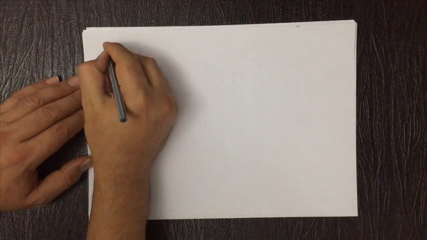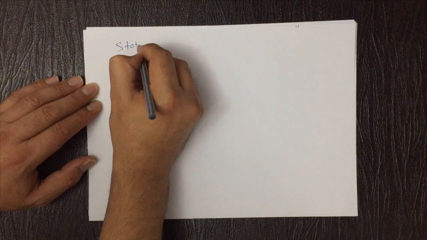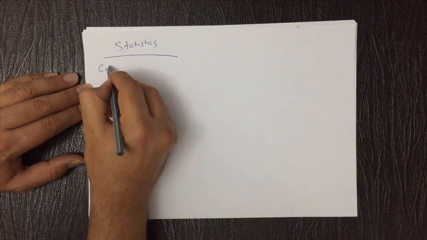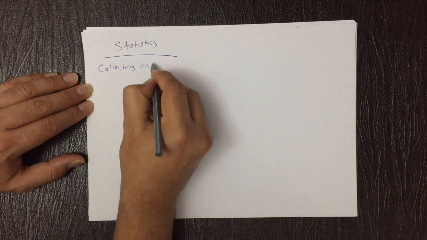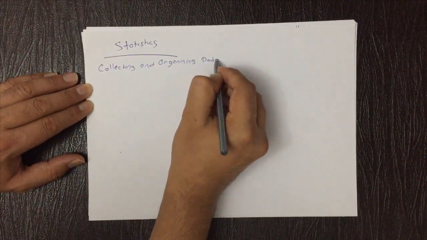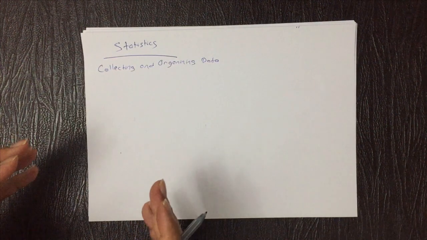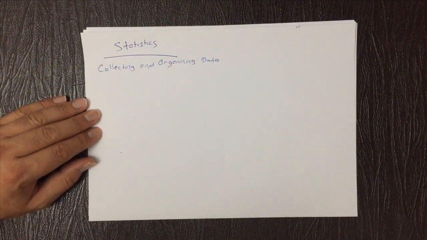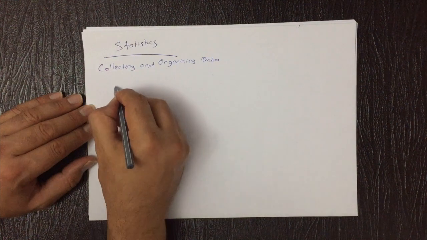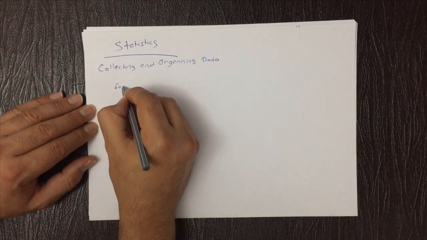So let's look at statistics. Statistics means collecting and organizing data. This is something like statistics. For example, everybody knows a survey. You are asking questions. So you are making a survey in the class, for example, about favorite subject.